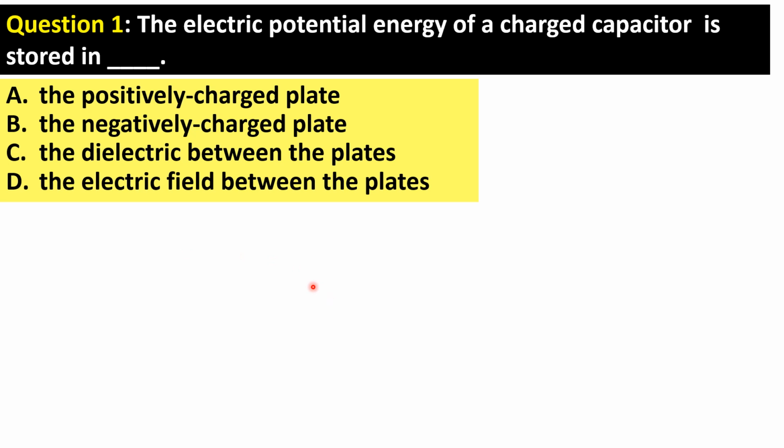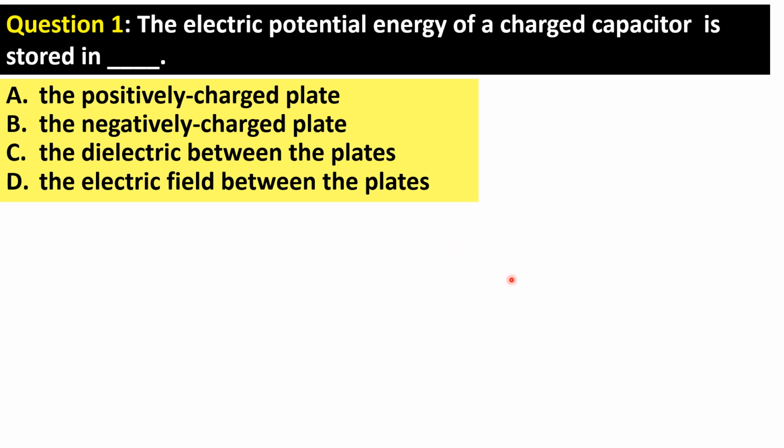Our first question is a conceptual question. The electric potential energy of a charged capacitor is stored in blank. Letter A, the positively charged plate. Letter B, the negatively charged plate. Letter C, the dielectric between the plates. And letter D, the electric field between the plates.